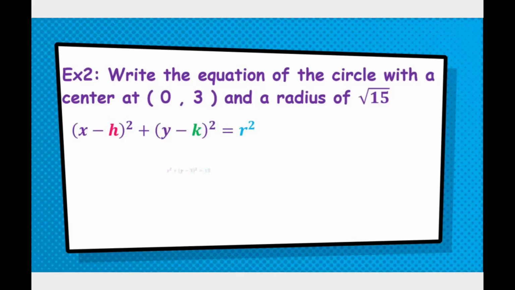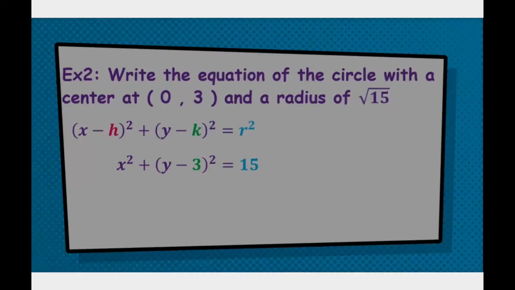Okay, let's look at writing an equation of the circle. Now we're given the center and the radius. If I'm given a radius of square root of 15, we need to write r squared. And then I also can fill in 0 and 3 for my h and k. If I do x minus 0, that's just x, so I end up with x squared. If I plug in a positive 3 for the k, that gives me (y minus 3) squared. And then if I square my radius of square root of 15, because that is equal to r squared, that would just give me 15.